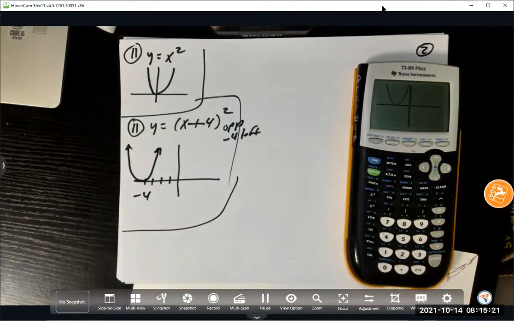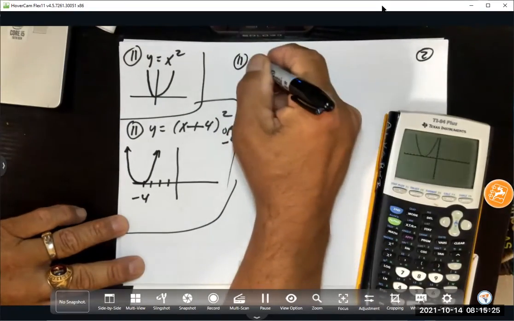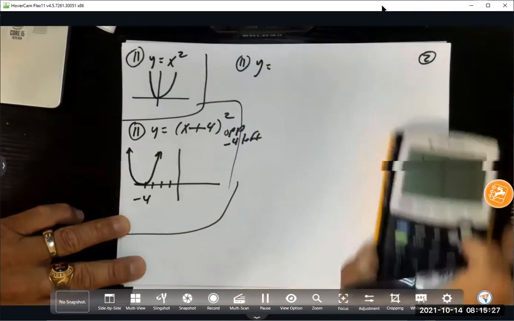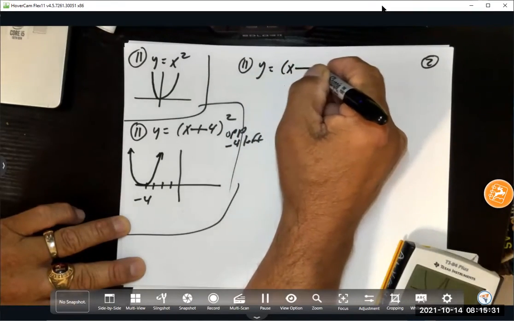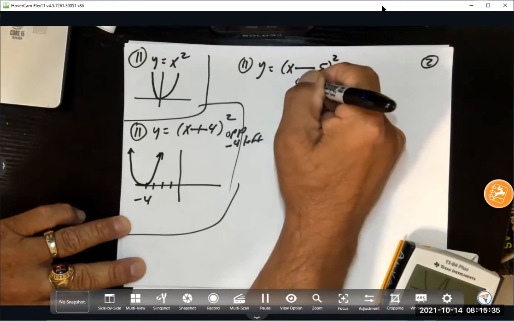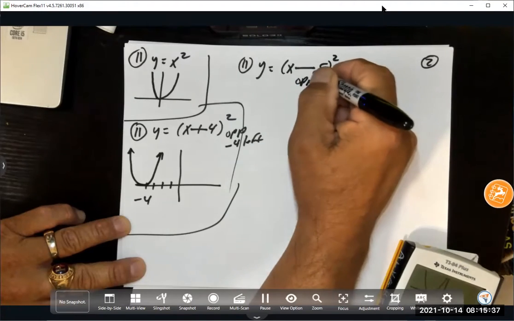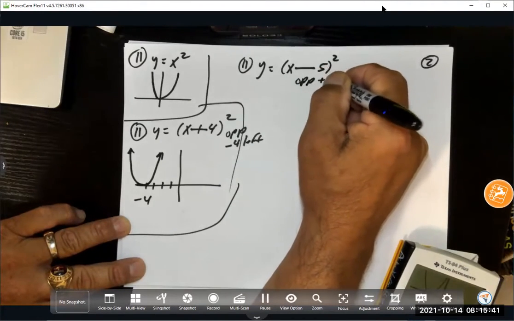Yes. And now I'm going to do another one, same thing, number 11, but I'm going to change it. What if you have x minus 5, squared? Remember, it does the opposite of what you think. So it's going to go the opposite of negative 5, which is plus 5, to the right.